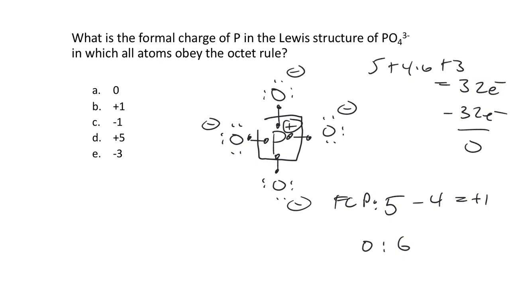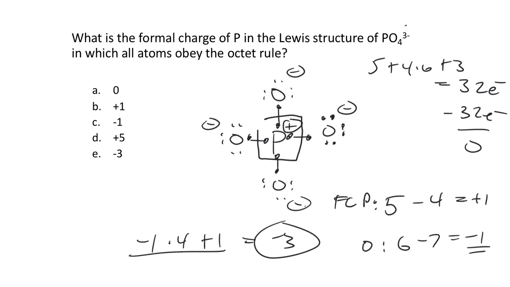Each of the oxygens has 1, 2, 3, 4, 5, 6, 7 electrons closest to it, for a formal charge of minus 1. We should be able to take all these formal charges and sum them up. So minus 1 times 4 plus 1 equals minus 3. So we should be able to get the overall charge of the molecular ion by adding up all the individual formal charges, just like adding up all the oxidation numbers in chapter 4.